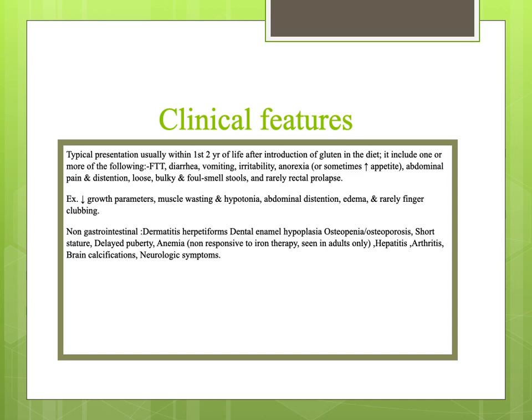The patient will have abdominal distension and loose, bulky, foul-smelling stool. On examination, we can see features of failure to thrive. That's to say, there is decrease in the growth parameters, muscle wasting, hypotonia, abdominal distension, and so on. Also, the patient may present with non-GIT manifestations. The most important is dermatitis herpetiformis, dental anomaly, dental enamel hypoplasia, also bone disease like osteopenia, osteoporosis, short stature, and so on.